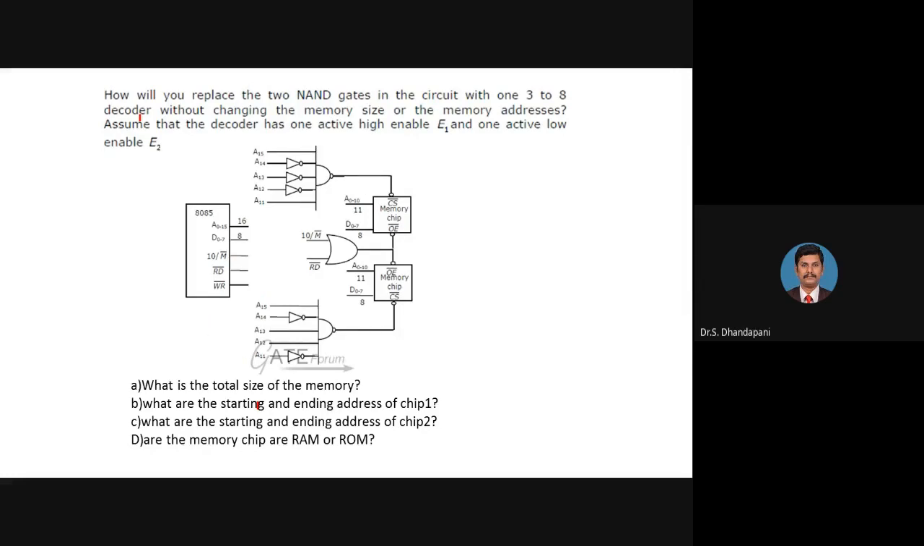How to do it? Now we will answer the last part. One thing to note is that the decoder uses two enable signals, high enable E1 and low enable E2.